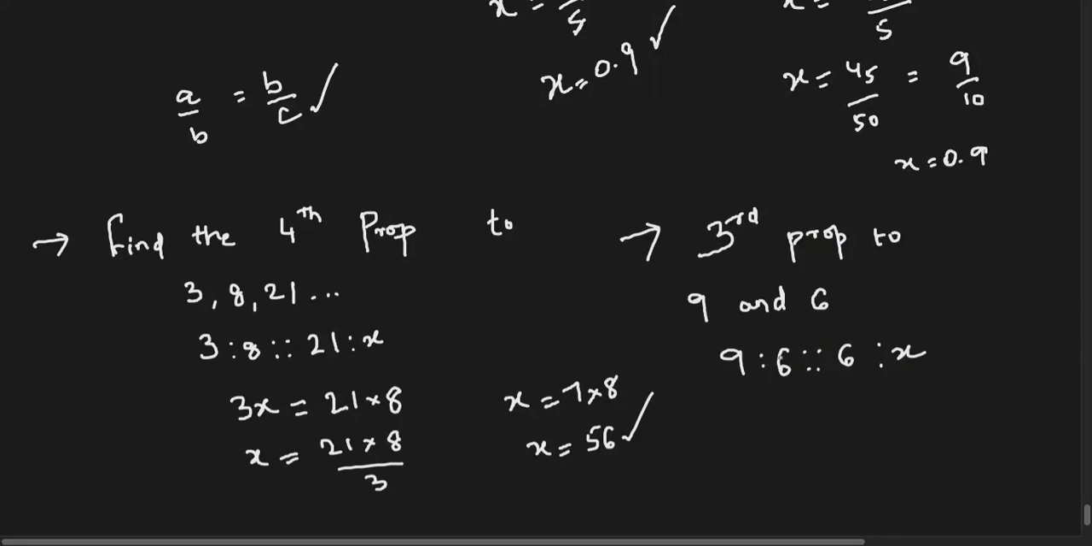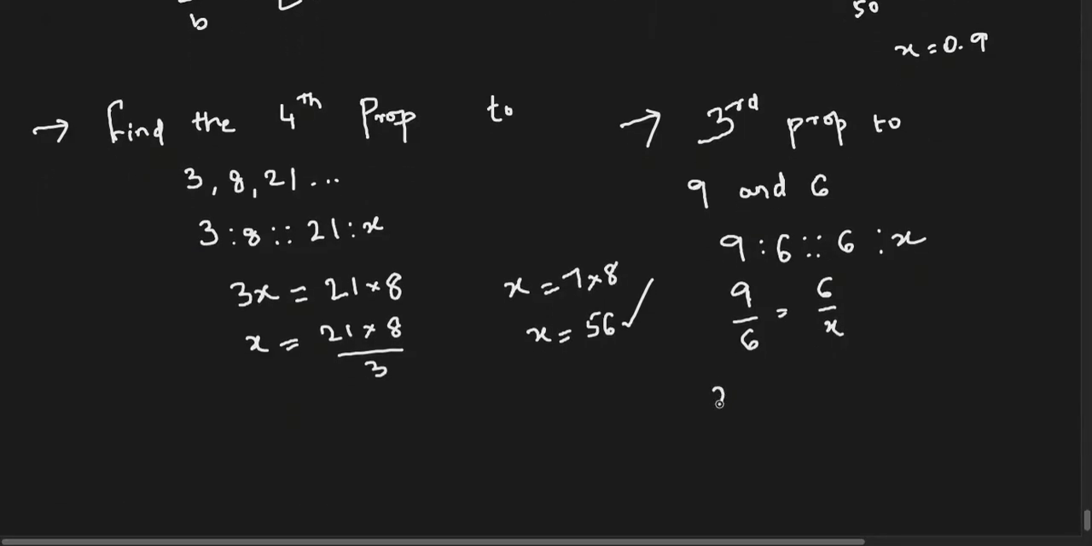Understood? So here similarly what we will do, 9 by 6 equals 6 by x. So x goes there, and 6 multiplied by 6 and divided by 9. 36 by 9 is how much? 4. So the value of x is how much? 4. Got it? Great.